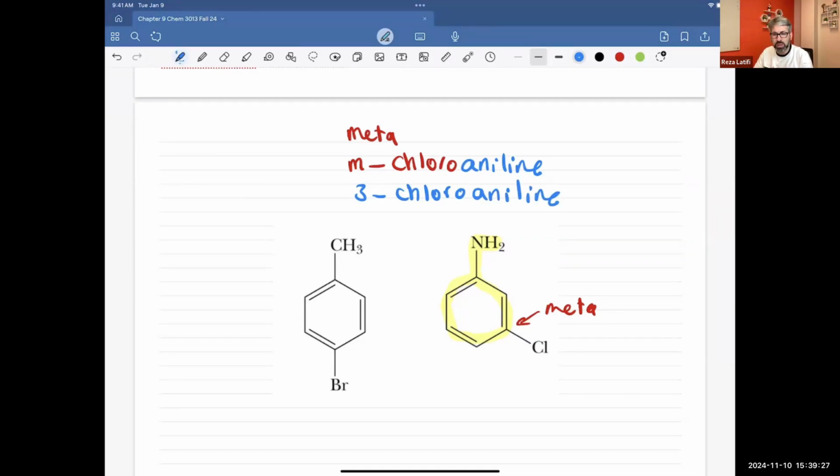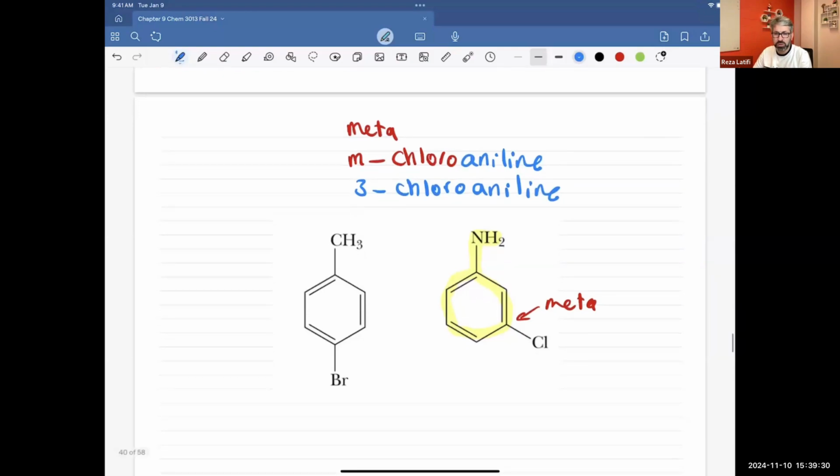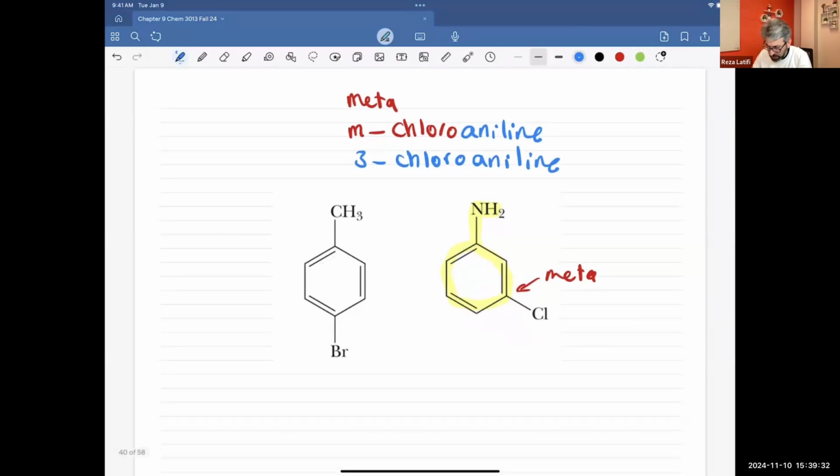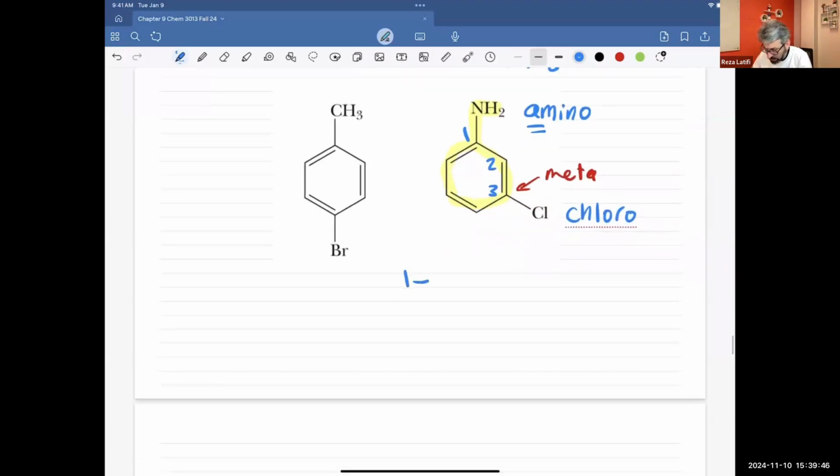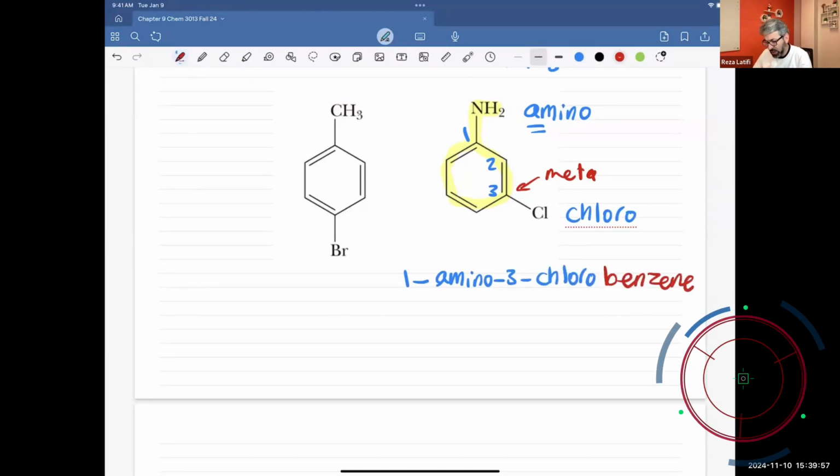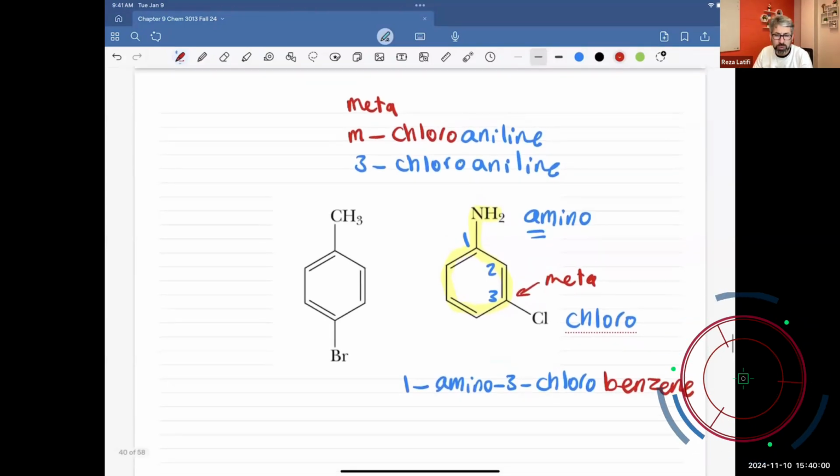And if you don't want to use any of those, you can just simply treat them as different substituents. And you have amino, and you have a chloro. Priority goes with this amino because of the N. So you say 1, 2, 3, and you will say this 1 amino, 3 chloro, and then at the end just simply say benzene. And that's going to be the correct name for this compound.